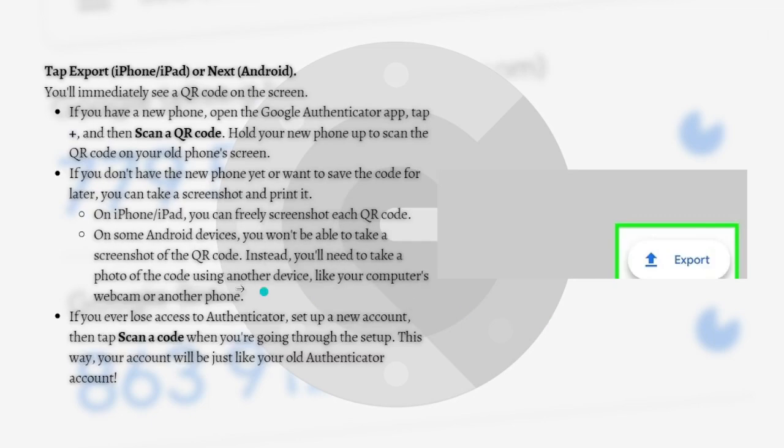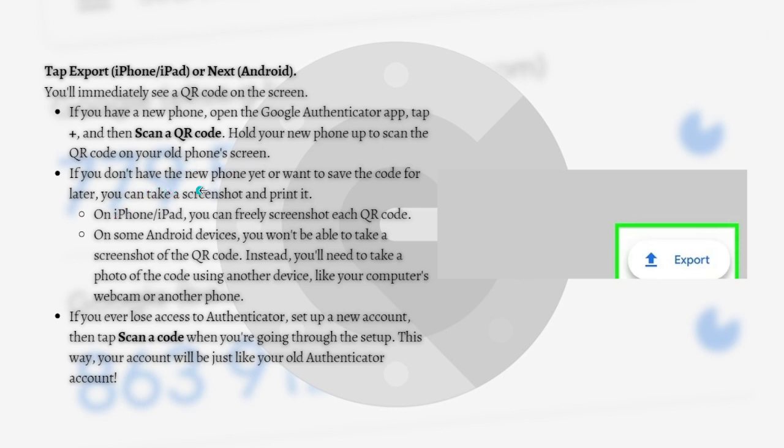This can include non-Google services as well as any other Google accounts that are listed, and more than one code may prompt your phone to make multiple QR codes. And after that, just tap Export on your iPhone or iPad, or Next if you're using an Android. You'll immediately see a QR code on the screen, and on your new phone, open the Google Authenticator app, tap the plus button, and then scan a QR code, and then hold your new phone up to scan the QR code on your old phone screen.